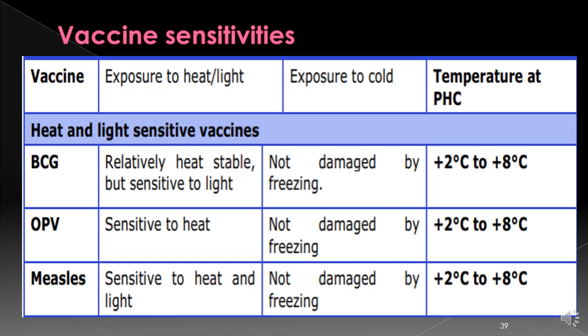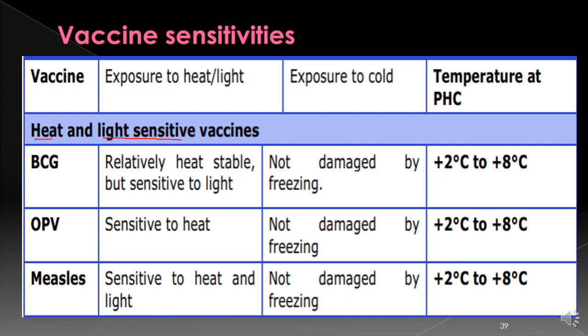So this table here brings in the detail. Heat and light sensitive vaccines. You can see here. Heat and light sensitive vaccines. BCG, OPV, measles. I don't know if you noticed that all these are live attenuated vaccines. So BCG is relatively heat stable but very much light sensitive. OPV is sensitive to heat, and measles is also sensitive to heat and light.